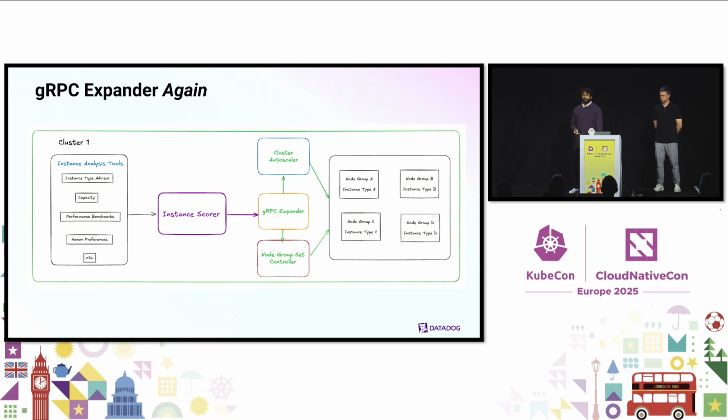on our autoscaling ecosystem. On the left, we have our instance analysis tools. We get the results. Instance Score watches these results and writes them into config maps, which the gRPC expander reads. So now the gRPC expander knows what the best instance types are. Through that, the node group set controller can now create the best node groups on the cluster, and Cluster Autoscaler will then scale these node groups.